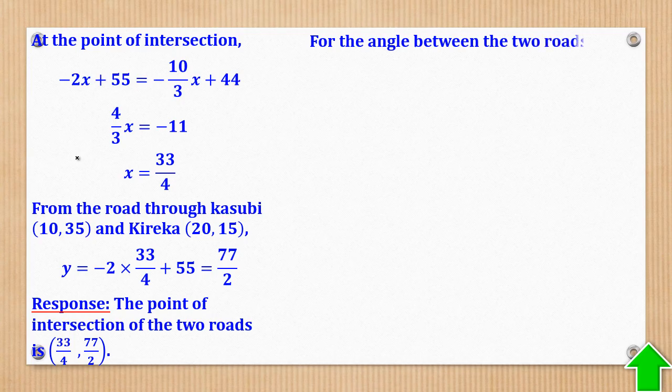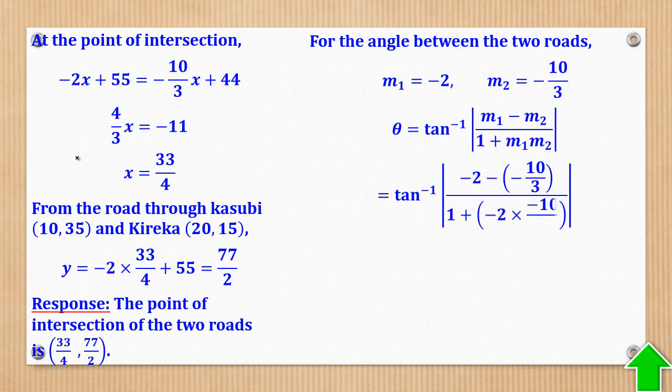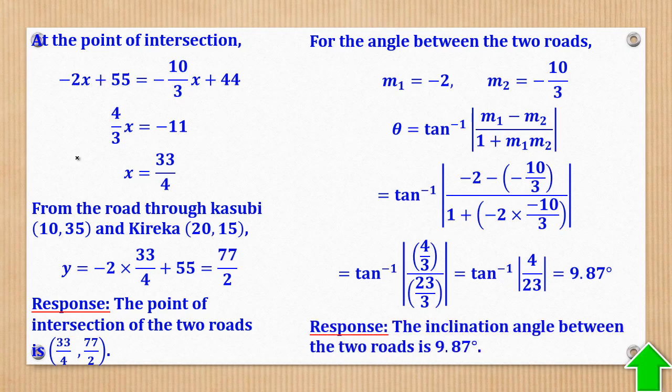But they also wanted the angle between these two lines. Remember, the formula is there in the logbook. Once you know the gradients, you can get the formula for the angle between two lines from the logbook, and then you substitute. Use the calculator to get the angle, and that is it. So that is what they wanted.